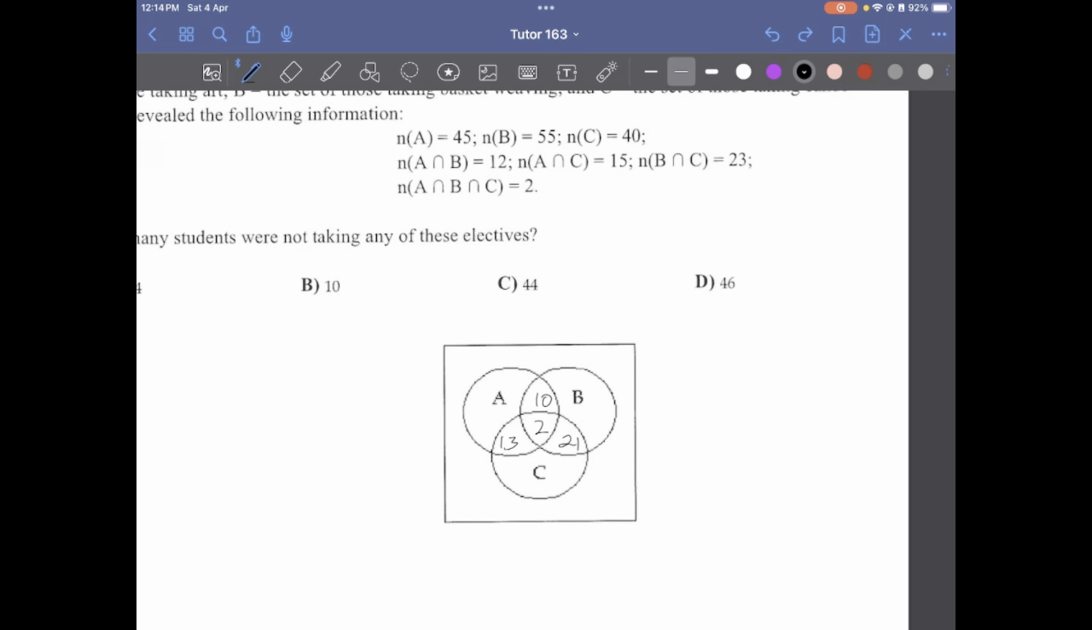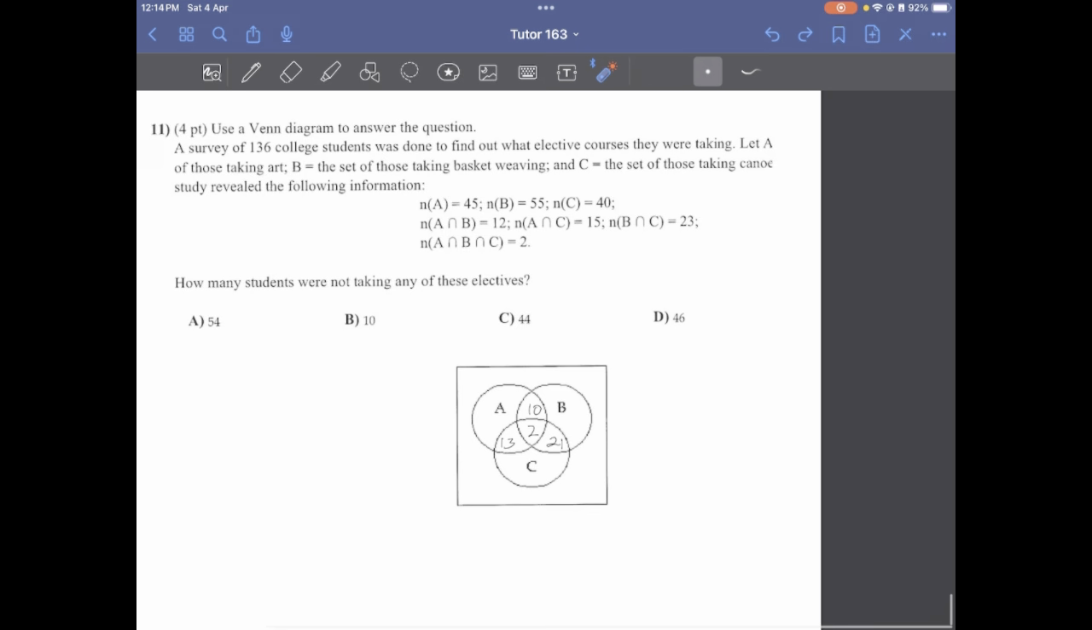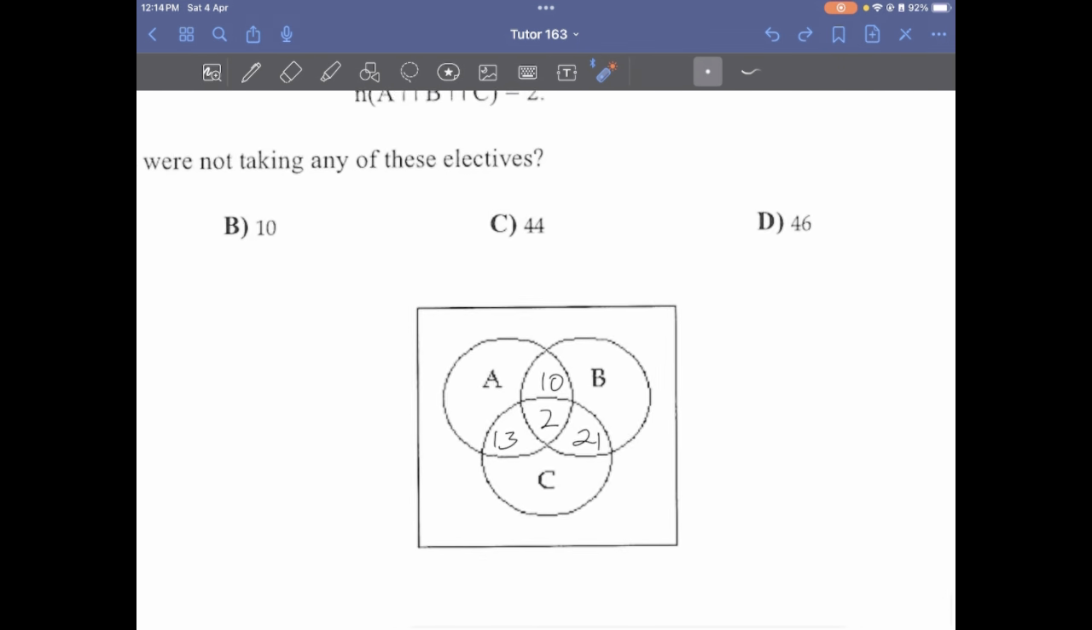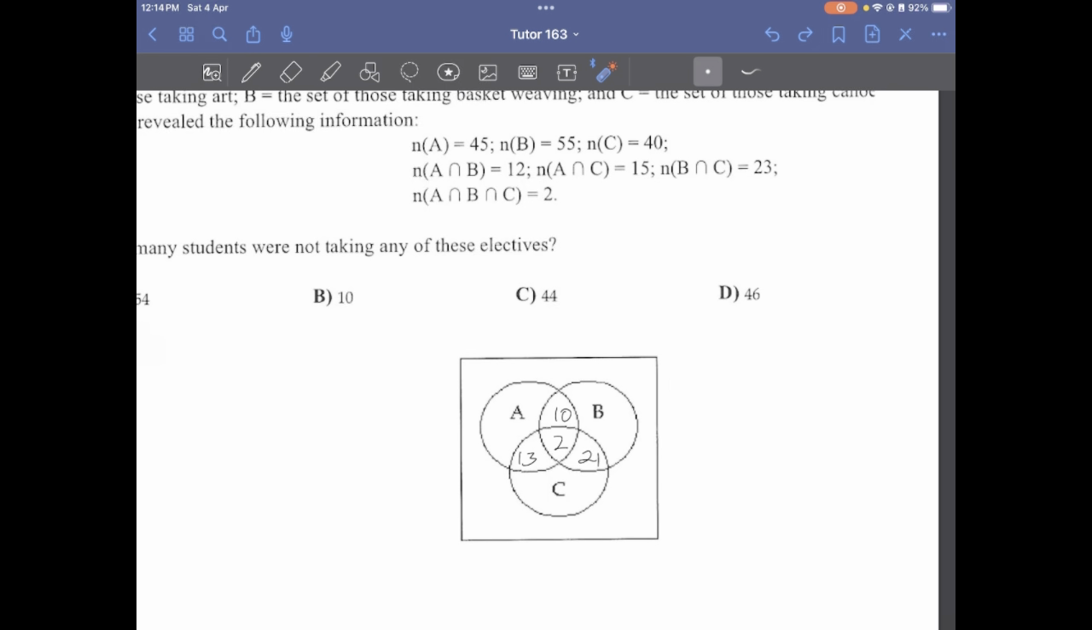Okay, so the total number in A is 45. To find how much is in A by itself, so only taking art, you have to subtract from 45 these three numbers. So we have 45, and we're going to subtract 13, subtract 2, and subtract 10. That's 20, right? And when you add up all these numbers, that should give you 45. So 20 plus 13 plus 2 plus 10 is equal to 45, right? Same thing for B. So total number in B is 55. So we're going to subtract 10, subtract 2, subtract 21. Total number in B only is 22.